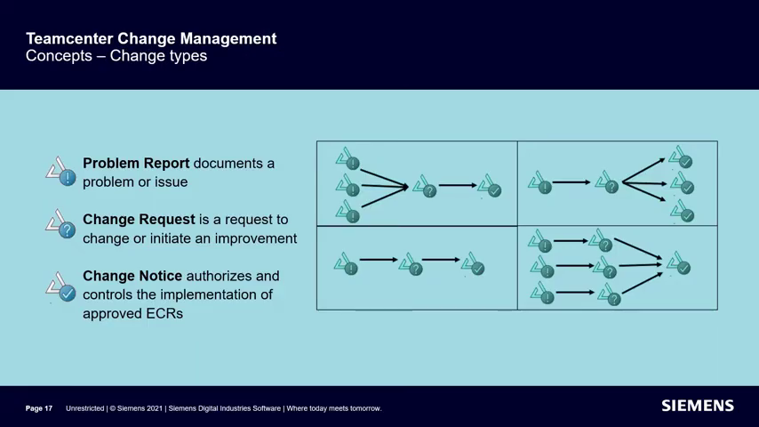Now let's take a look at how Teamcenter supports different change types to enable a closed-loop change management process. A problem report is used to report a problem or an issue encountered where the solution is unknown. A problem report defines and describes the steps that lead up to the problem. A change request is used to request a change or initiate an improvement. It includes relevant information to facilitate a business decision. It can be tagged as fast track or standard track based on the cost, scope, and impacts. A change notice is used to authorize and control the implementation of approved ECRs.